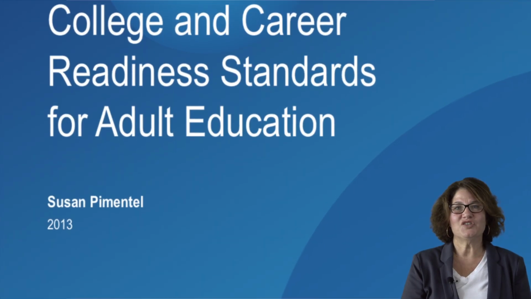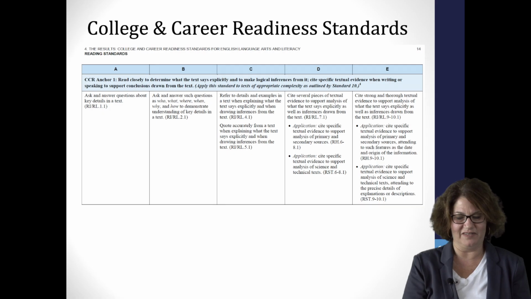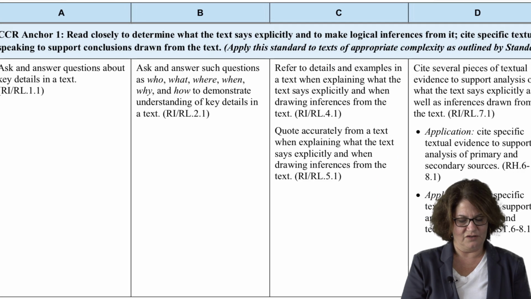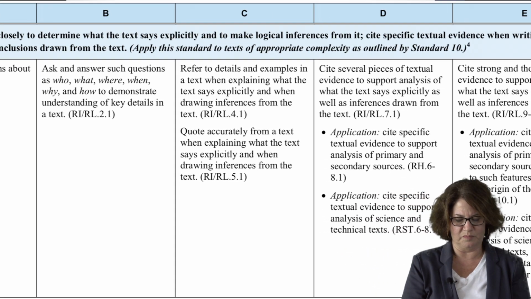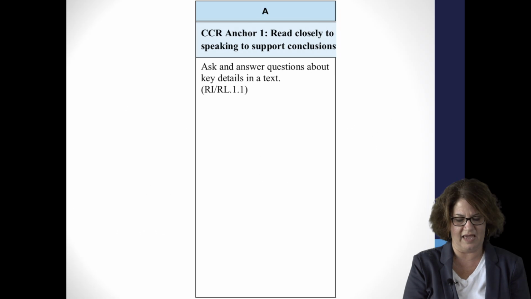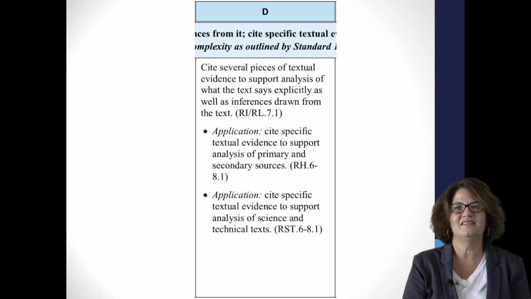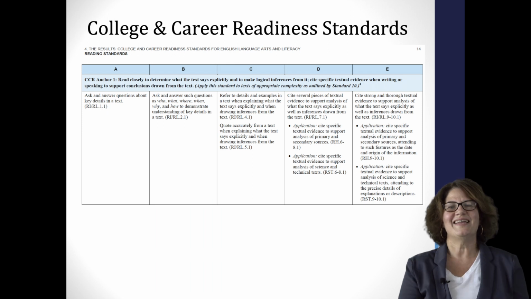And if you would take a look at your blue booklet on the College and Career Readiness Standards, you could see the difference in the ELP standards and the CCRS. This is the first anchor of the College and Career Readiness Standards: read closely to determine what the text says explicitly and make logical inferences from it. And you see the different levels, levels A, B, C, D, and E, and how it corresponds with the ELP Standard 1, levels 1 through 5. And Nancy Tracy will take the next few slides. Thank you.